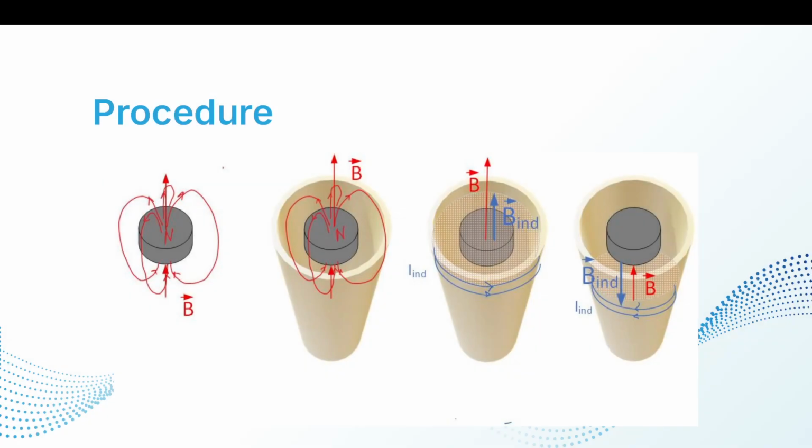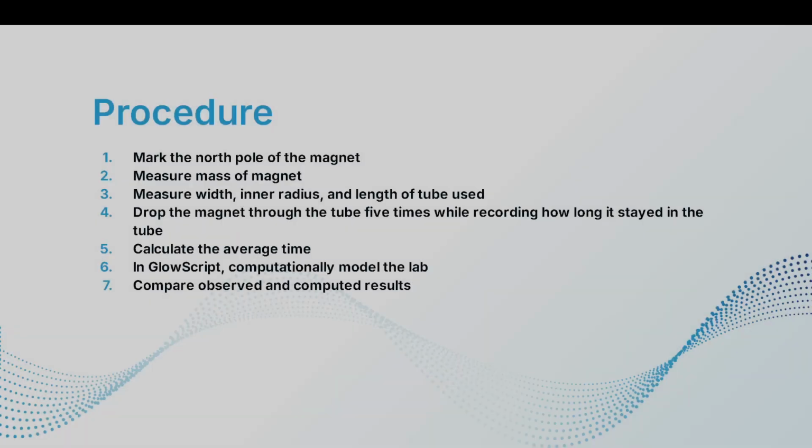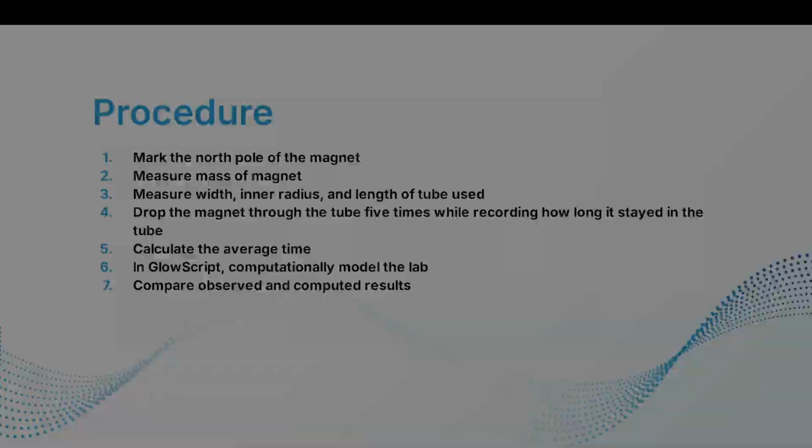You can see the magnet being dropped down the cylinder, and that creates a change in magnetic flux because of the moving magnetic field. You just drop it down a conducting tube, and that'll do the trick. Here's the procedure, and it's pretty easy. You just drop the magnet down the tube and record how long it was in the tube. But then you make a GlowScript computational code to model the lab statistically and compare the two results.